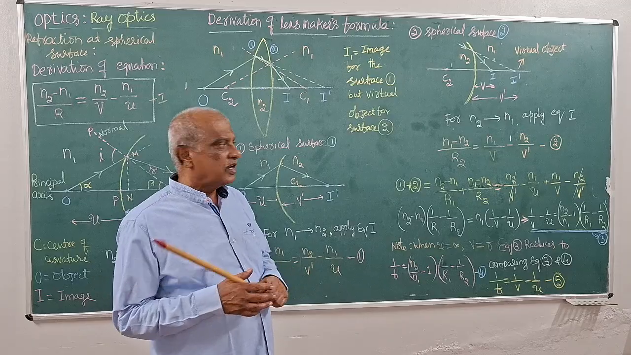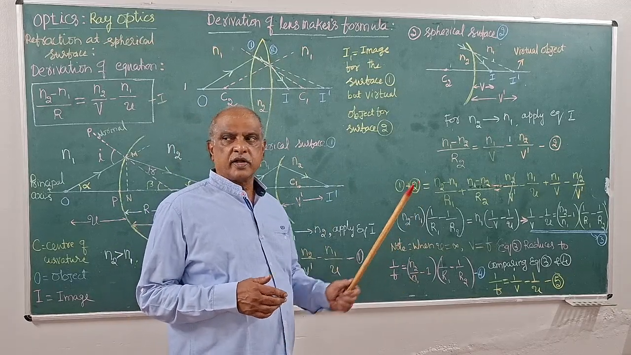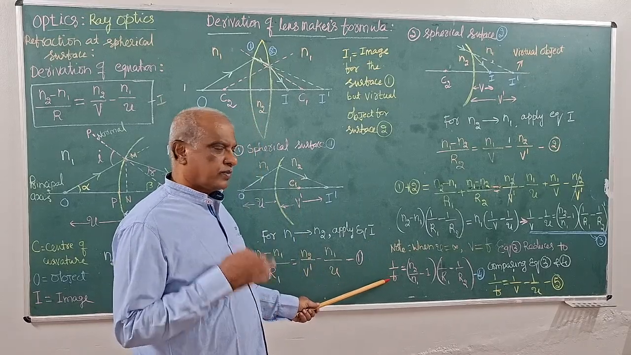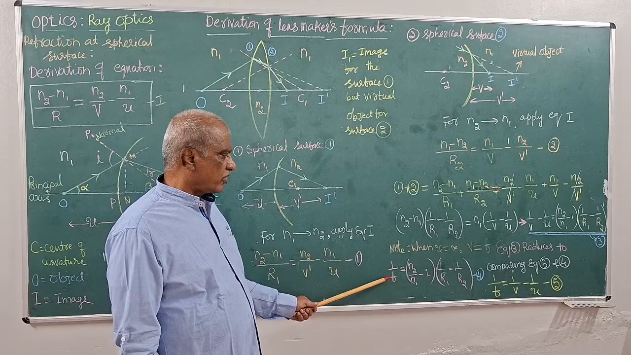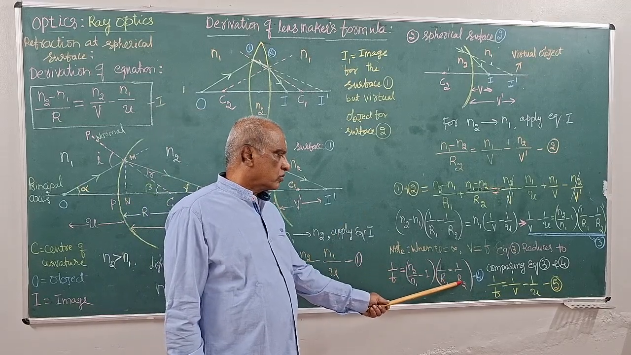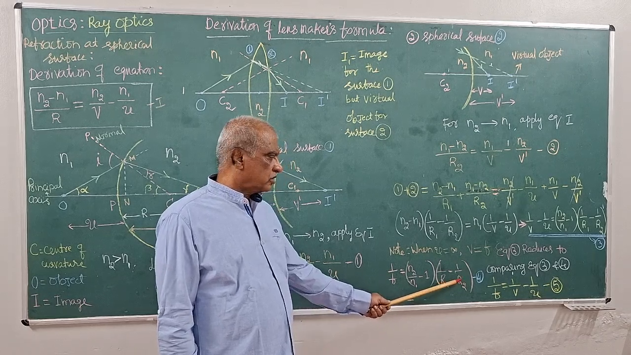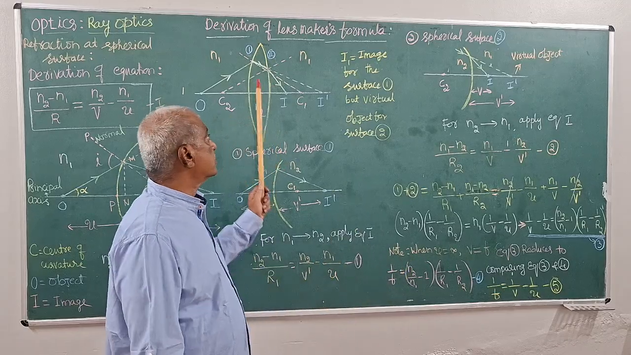Accordingly, the lens is made. The lens is made always in accordance with the equation. For a desirable value of f, what would be the possible values of these? That is R1, R2, the radii of curvature of both the spherical surfaces, and the refractive index of the lens.